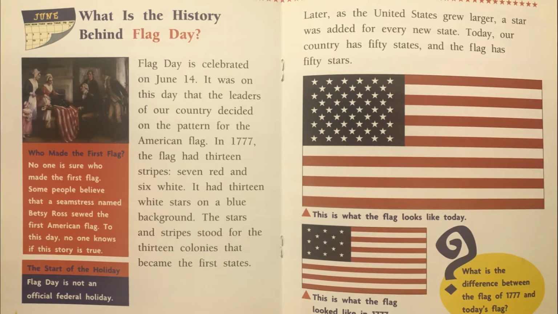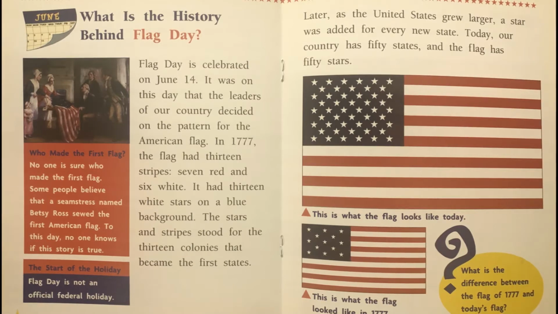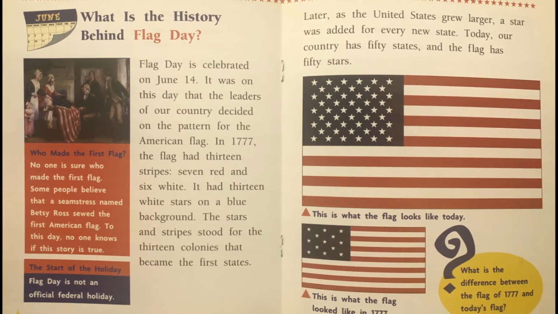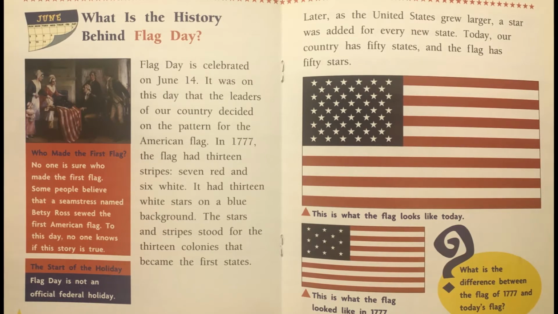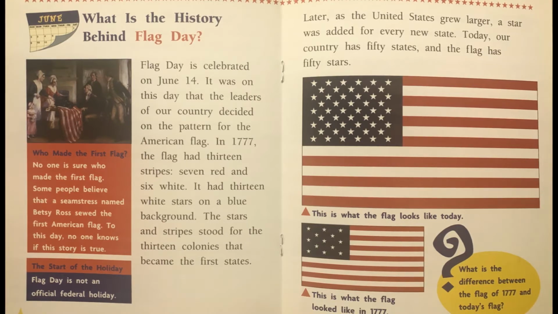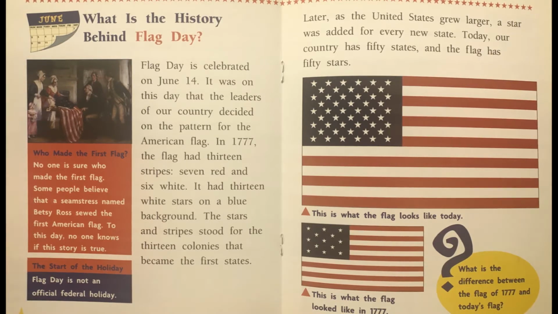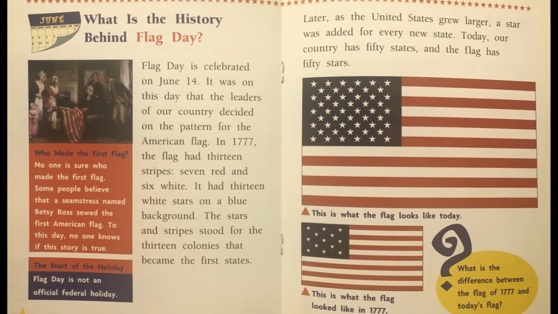June. What is the history behind Flag Day? Flag Day is celebrated on June 14th. It was on this day that the leaders of our country decided on the pattern for the American flag. In 1777, the flag had 13 stripes, 7 red and 6 white. It had 13 white stars on a blue background. The stars and stripes stood for the 13 colonies that became the first states.